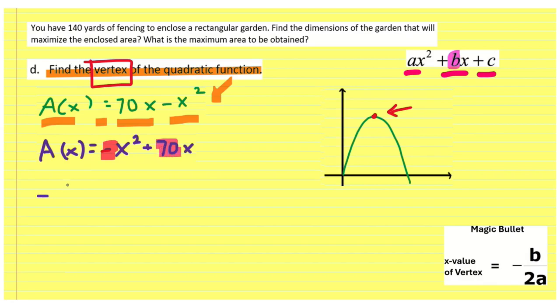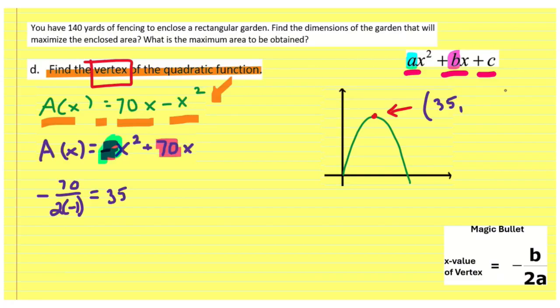It's going to be -b, so -70. And that is all going to be over 2 times a. Well, the a is whatever is in front of the x squared term. So that's going to be that -1 in front of the x squared term. So it's going to be 2 times a -1. And when I simplify that, the two negatives are going to cancel each other out. 70 divided by 2 is going to be 35. So that means that the x value of my vertex is going to be 35.